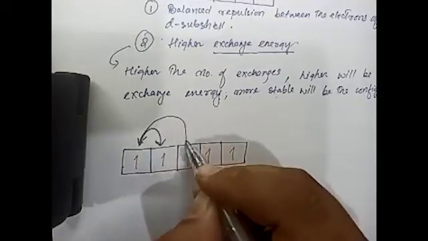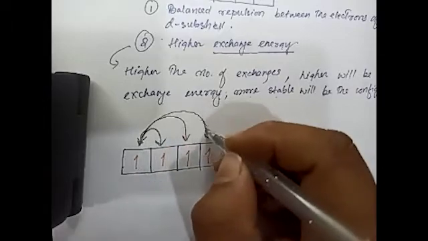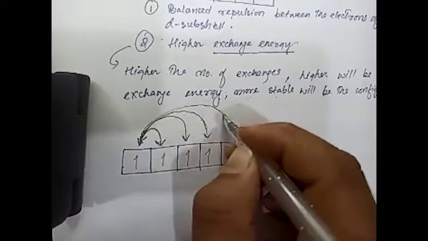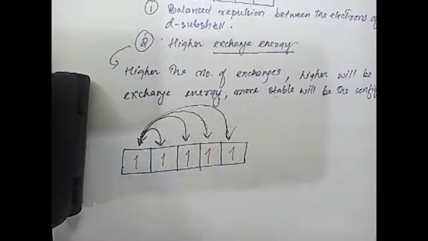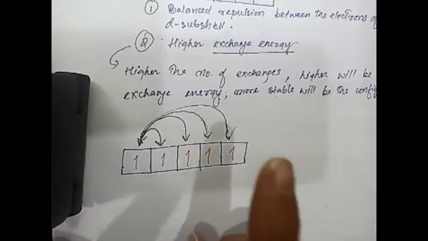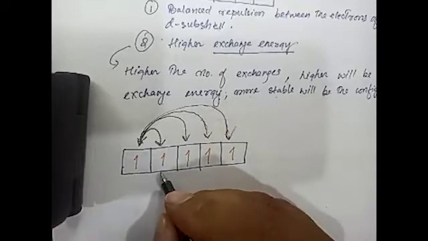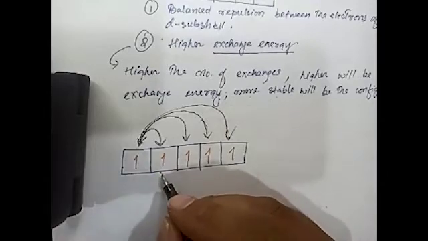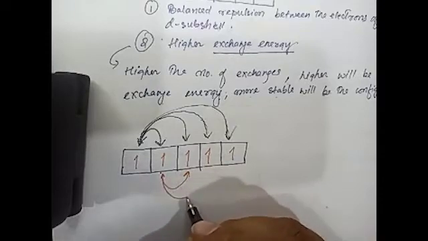They can jump and exchange their positions. The second electron has already exchanged with the first electron, so the second can exchange itself with the third electron.